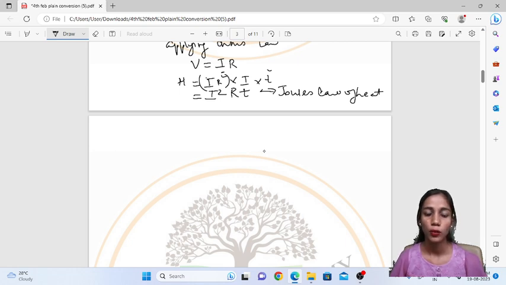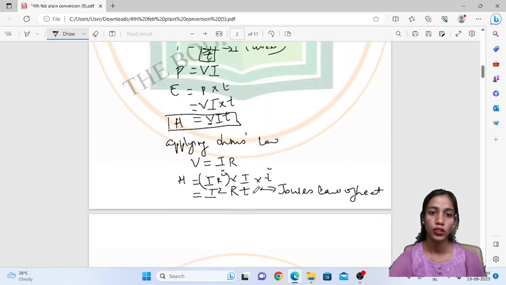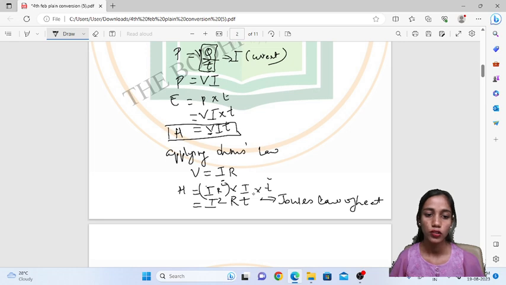So Joule's law of heating says that the heat produced in an electrical circuit is directly proportional to the square of the current for a given resistance, directly proportional to the resistance of the circuit, and it is also proportional to the given time. So what does it mean?